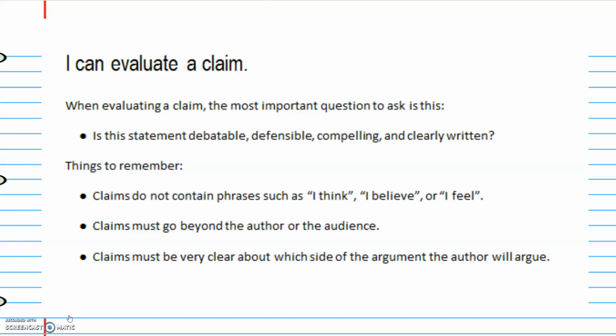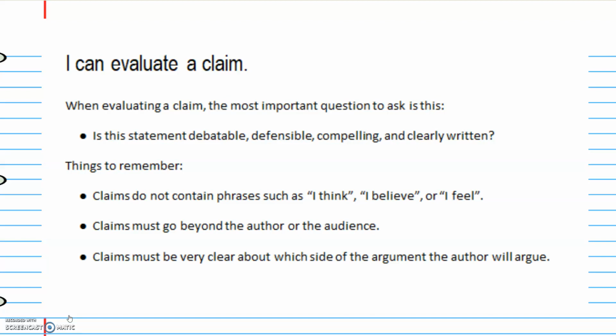Things to remember. Claims do not contain phrases such as I think, I believe, or I feel, so do not use these phrases in your essay. I repeat, do not use these phrases in your essay.